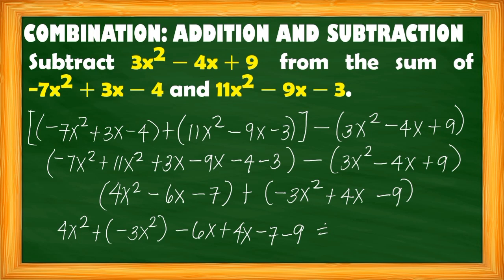So 4x squared plus negative 3x squared, that is x squared only. So no need to write 1. Then negative 6x plus 4x, that is negative 2x. And then, negative 7 minus 9. So, pwede po natin yung isulat as negative 7 plus negative 9. The answer is negative 16. So, our final answer will be x squared minus 2x minus 16.